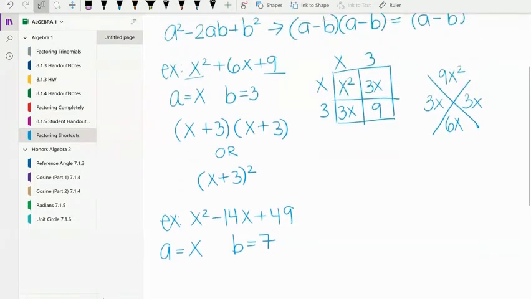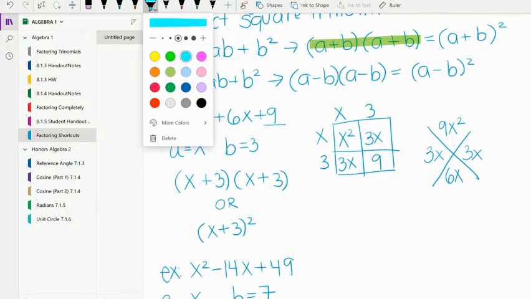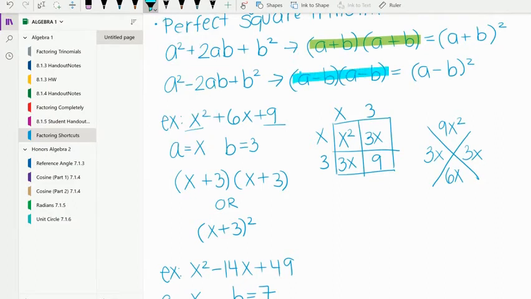However, it's in the form a squared minus 2ab plus b squared. So we'd actually use this now. We're going to use a minus b, a minus b.